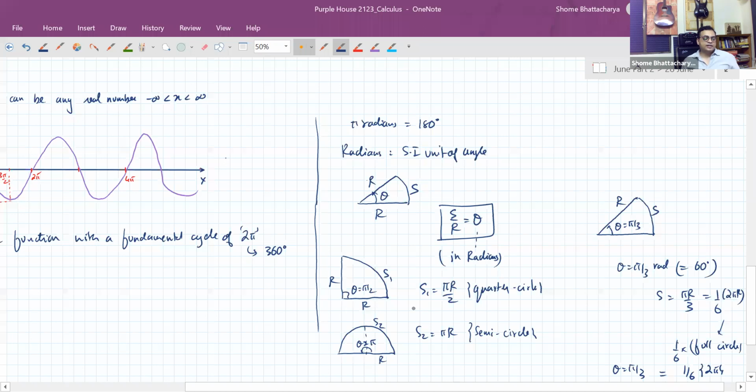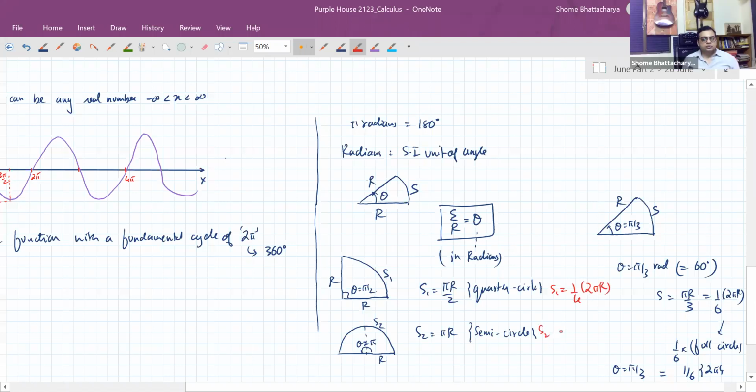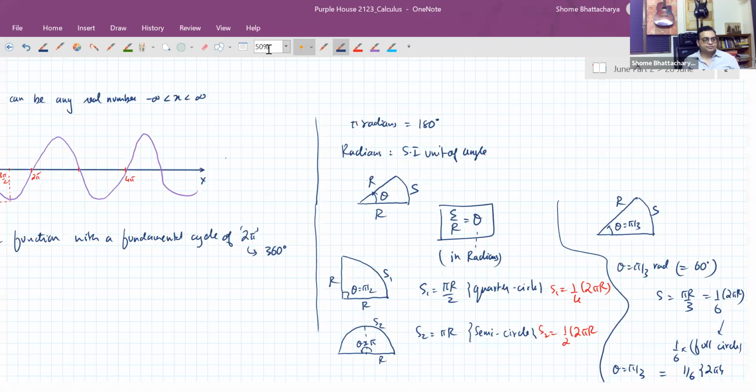So this angle of 90 you can say is 1/4 of a full circle. So the quarter circular arc is 1/4 of 2 pi r. Okay. So here S1 is 1/4 of 2 pi r. Here S2 is 1/2 of 2 pi r. So likewise, in this case above, where the angle we have taken is 60 degrees or pi by 3, you can see that the arc length is 1/6 of 2 pi r. Okay. So that's in general about angle in radians.